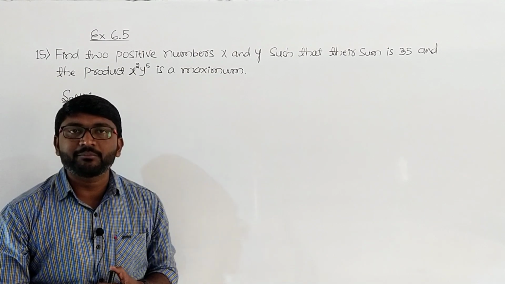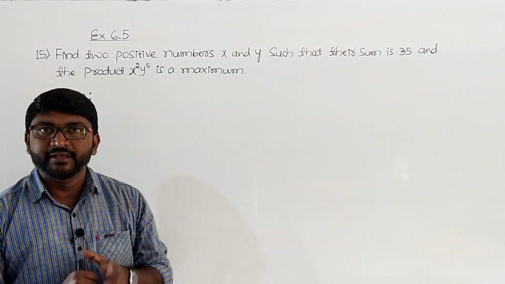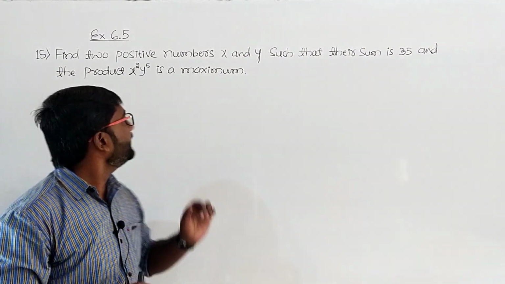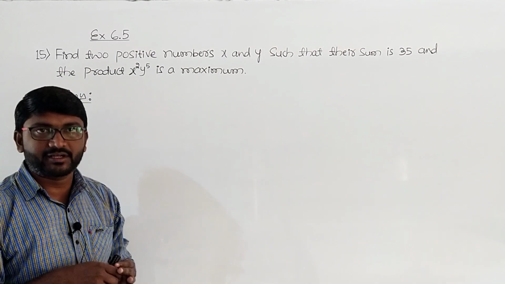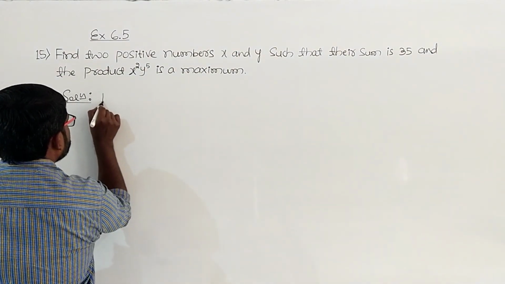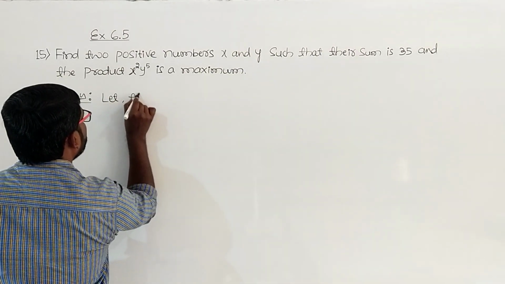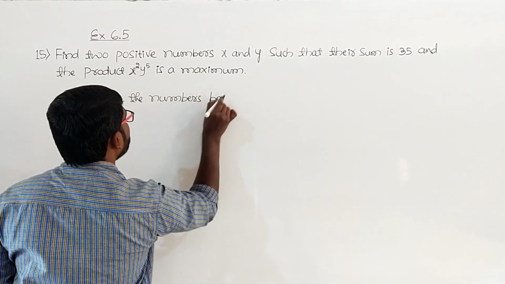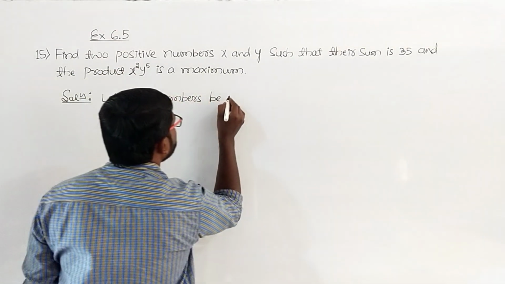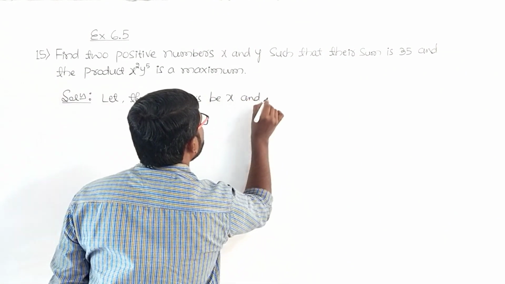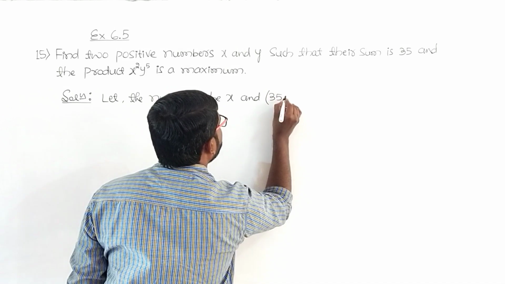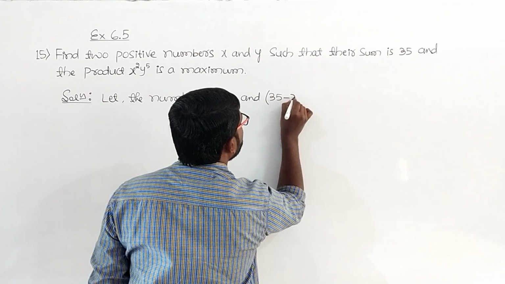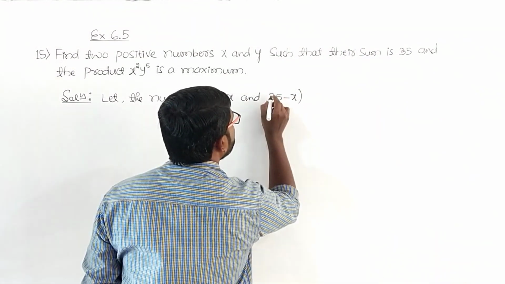So here I will be taking the two numbers as x and 35 minus x, because if you take the sum of those two numbers, the sum must be 35, and I will take this as p of x as it is a product. So here let the numbers be x and 35 minus x.